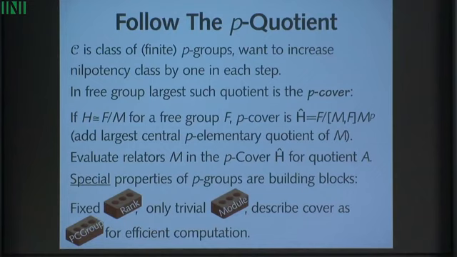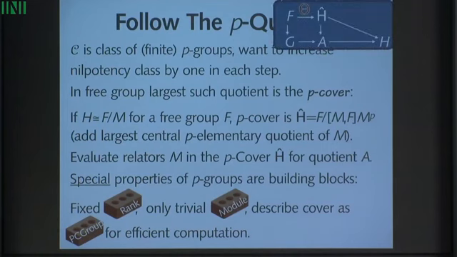We calculate this P cover, and what the P quotient algorithm does in a very simplistic form is to construct this P cover, evaluate the relators in the P cover, and then the quotient. So we have our existing group, the finite presented group, the quotient H. We look at it as a quotient of F, calculate the P cover, and then the largest possible quotient of G, which is a P group of nilpotency class 1 larger, would be this group A, which we obtain by just evaluating the relators of G in this P cover.